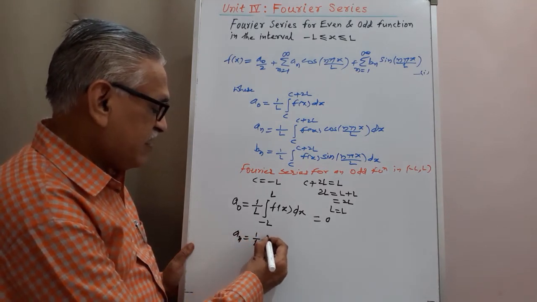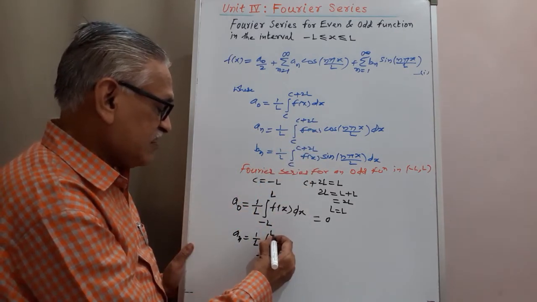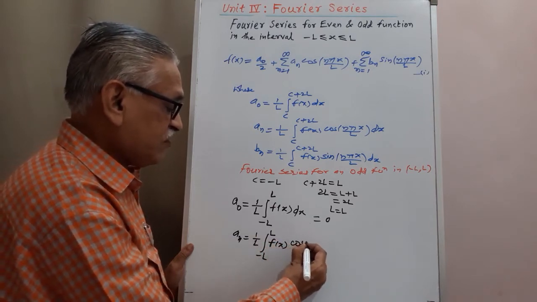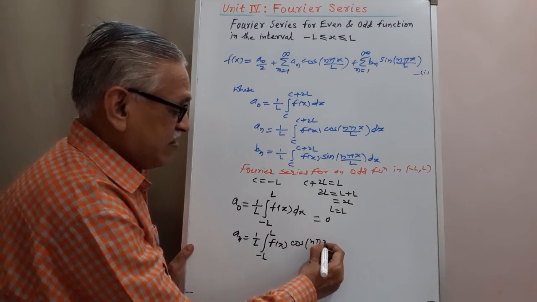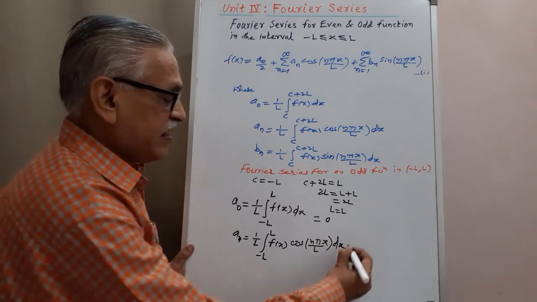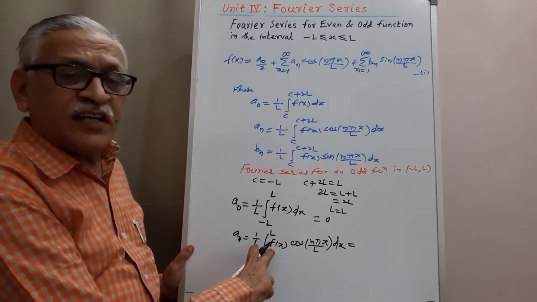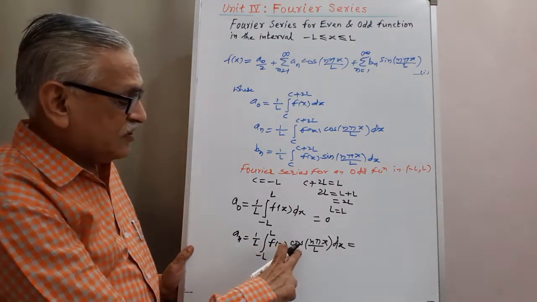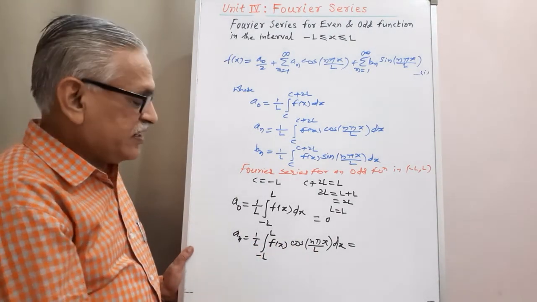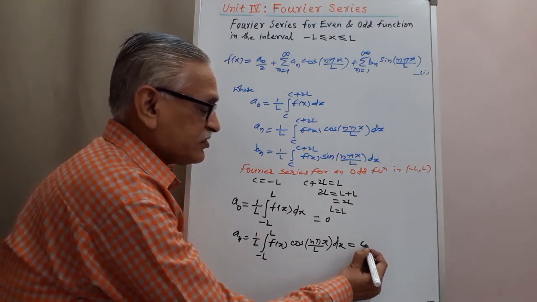Then an is given by 1 by L integration from minus L to plus L f of x into cos of n pi x by L dx, and that is equals to, here function f of x is an odd function, cos is an even function, product of that even and odd function is an odd function, and as per that property its value is once again 0.